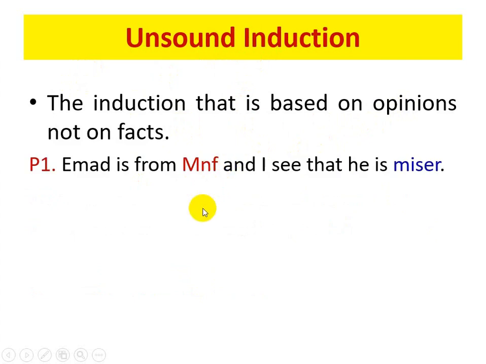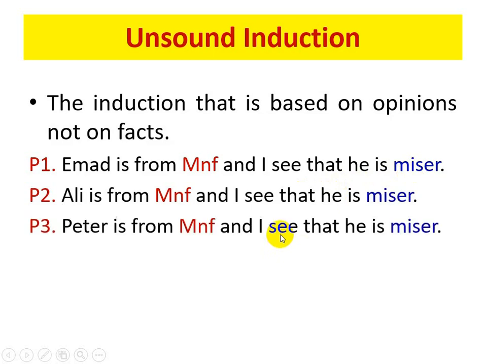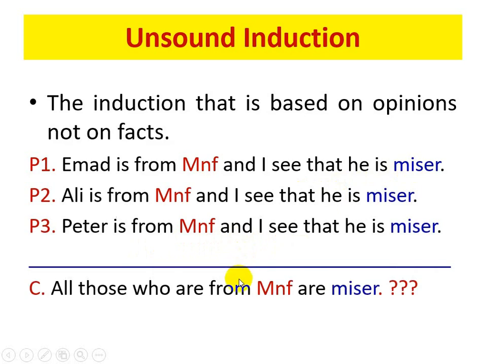For example, when we say Ahmad is from Menofia, and I see that he is a miser. Ali is from Menofia, and I see he is a miser. Peter is from Menofia, and I see that he is a miser. My conclusion is that all those who are from Menofia are misers. Is that correct? Is that sound? The answer is no. Why?